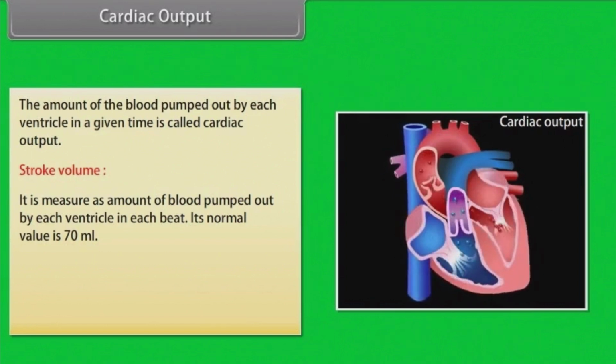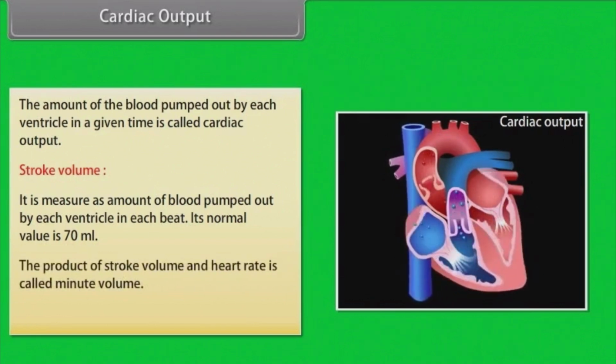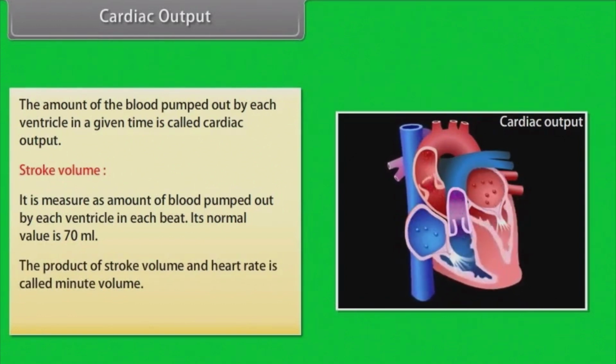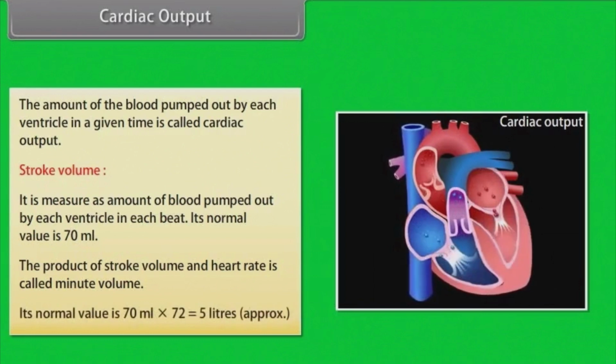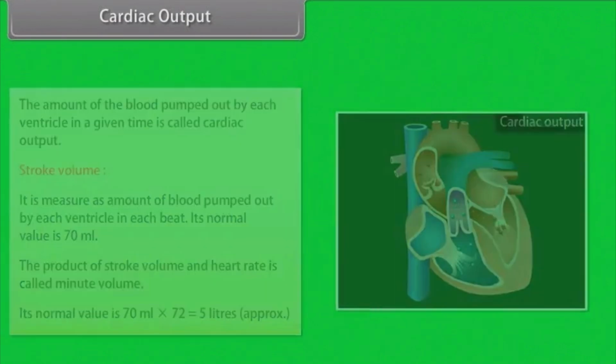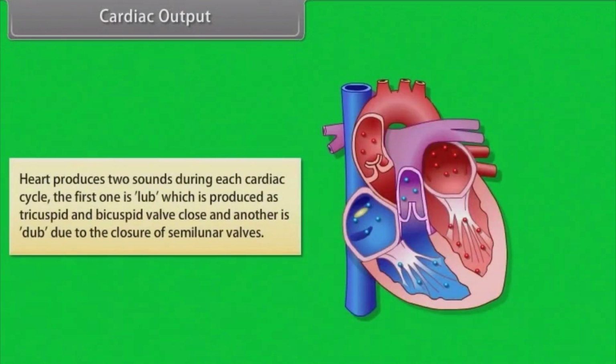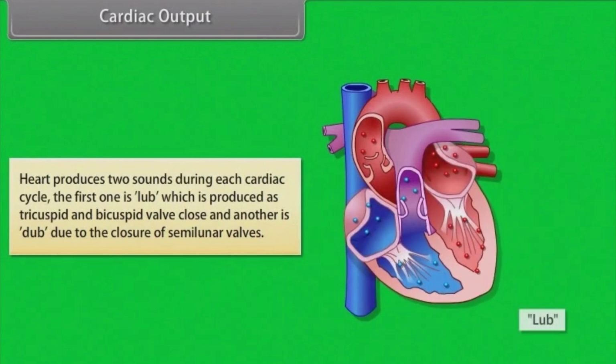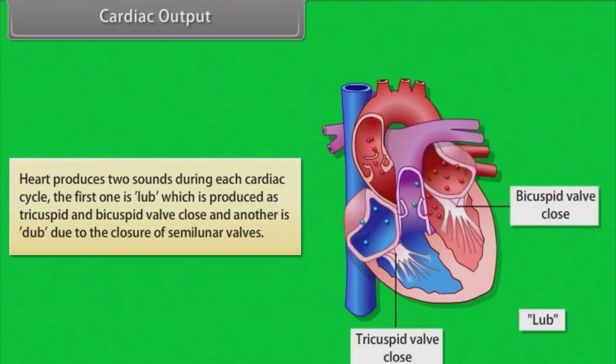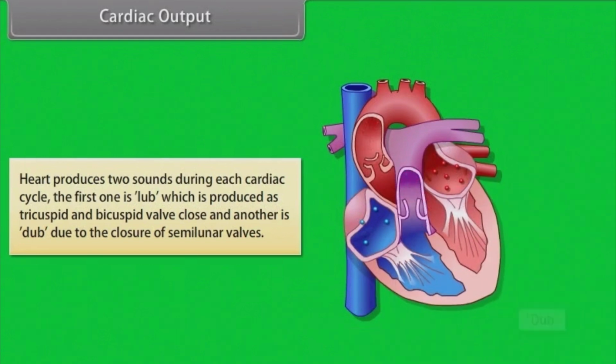The product of stroke volume and heart rate is called minute volume. Its normal value is 70 milliliters into 72 equals 5 liters approximately. The heart produces two sounds during each cardiac cycle. The first one is lub, which is produced as tricuspid and bicuspid valves close, and another is dub, due to the closure of semilunar valves.